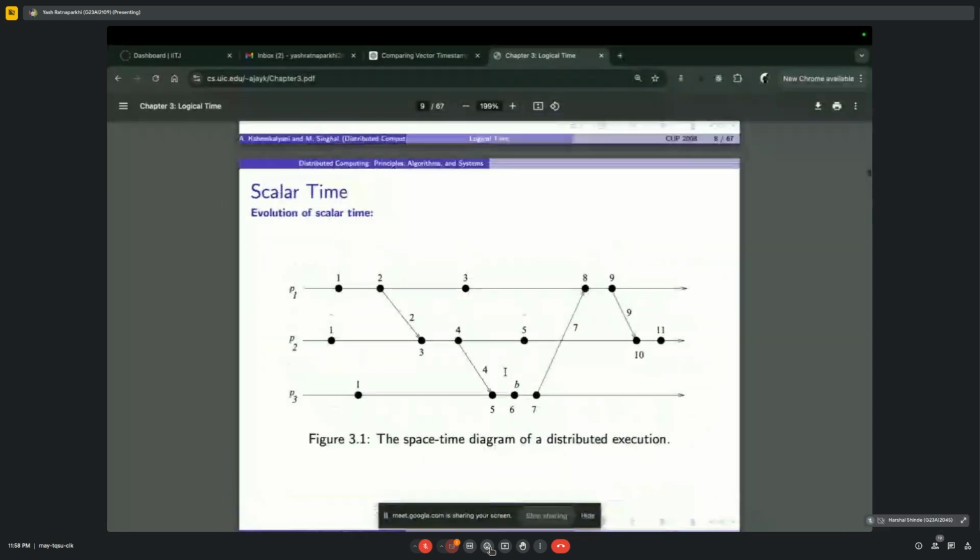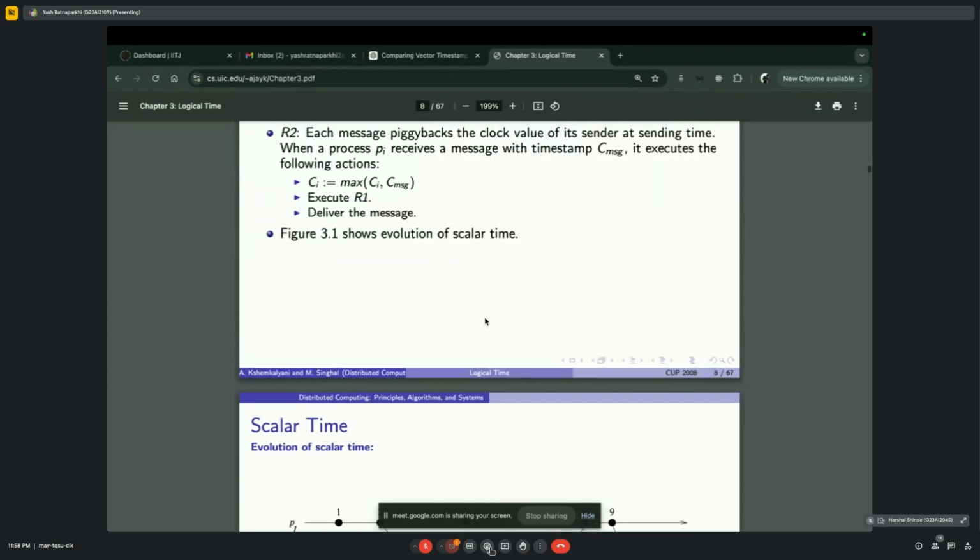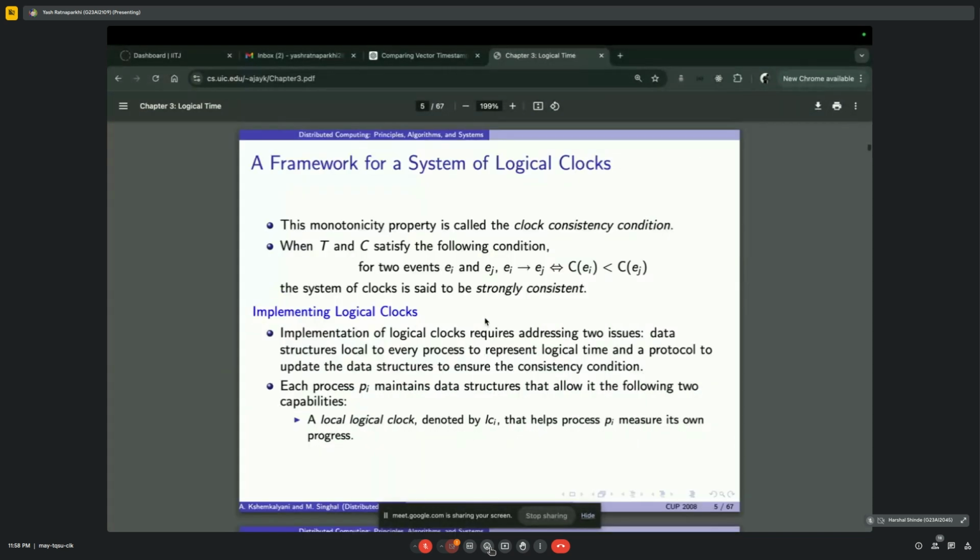Where we are just sending the message, C message. Not this one. Okay, let's find it. Okay, this is fine. This is only scalar time. Yes, so here on event 2, the local timestamp is 2. Right, correct. And not this one, that C message thing.